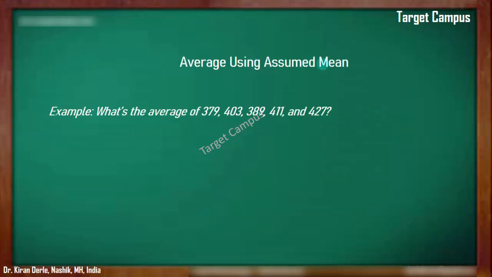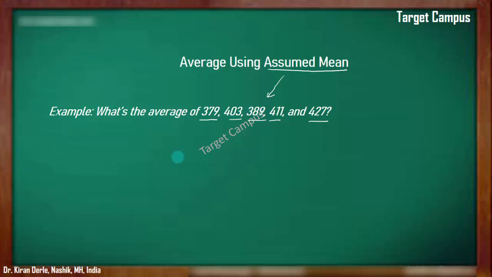So there is another method, the assumed mean, right? This assumed mean is applicable when the terms are close to each other. So if you can see 379, 403, 389, 411 and 427 are quite close to each other, right?